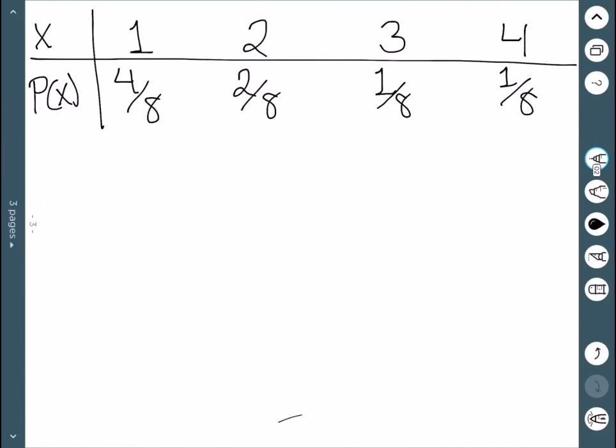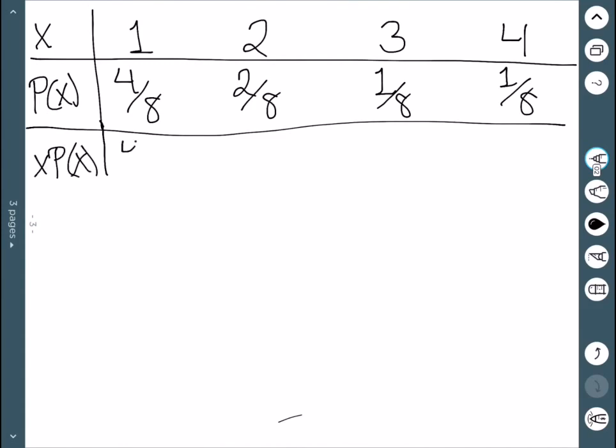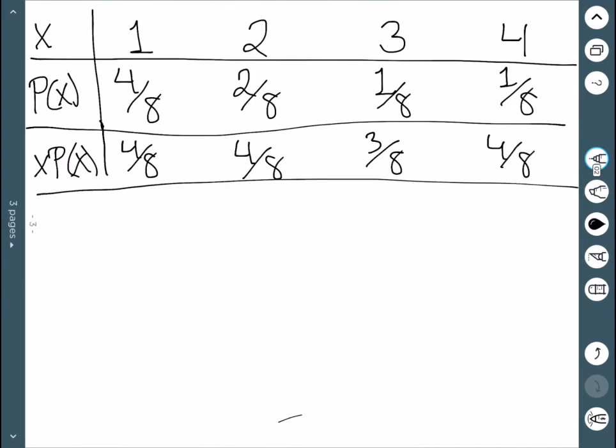Let's also suppose we have this one, and this will just be something random. Maybe we're playing a game that has these different options and these probabilities. Once again, we want a row for x p of x. Here I have 4 over 8, 2 times 2 over 8, 3 times 1 over 8, and then 4 times 1 over 8. One more row for x squared p of x. This time I have 1 times 4 over 8, 4 times 2 over 8, 9 times 1 over 8, and 16 times 1 over 8.